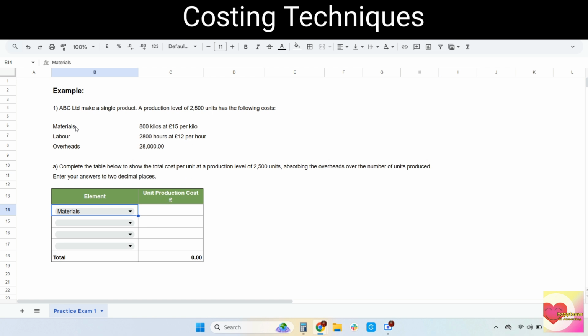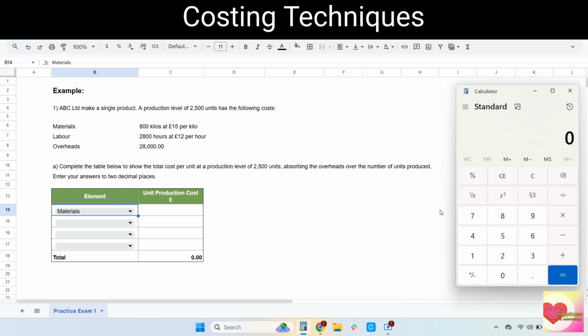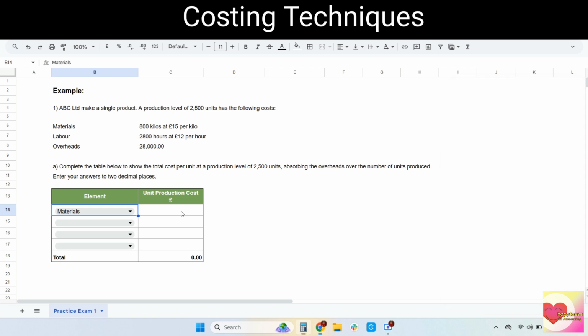First, let's calculate how much is the total cost of the materials. They used 800 kilos of materials. Let's multiply it by the price per kilo, which is 15 pounds. And we got 12,000 pounds. This is the total cost of the materials. Then let's divide it by the number of units, which is 2,500, and we got £4.80. So this is our unit production cost.